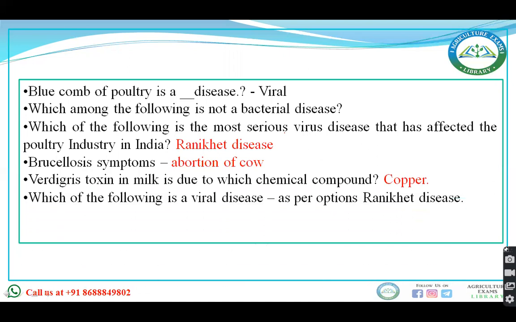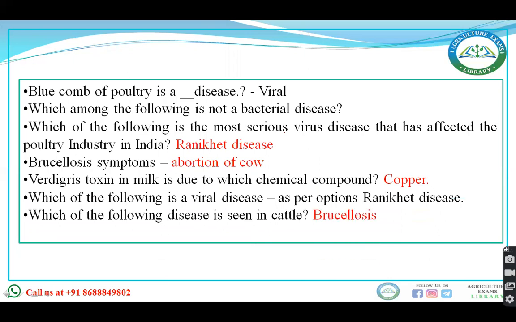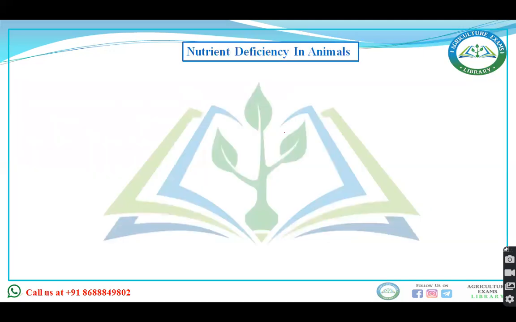Which of the following is a viral disease? As per the options, it was Ranikhet disease. Okay. Again, which of the following diseases is seen in cattle? As per the options, it is brucellosis. Calcium deficiency, not only in cattle, where you have seen that it is milk fever. In poultry you will see thin-shelled eggs.